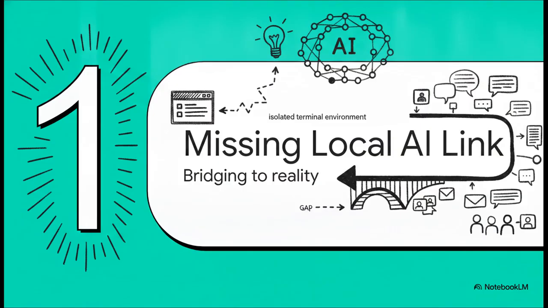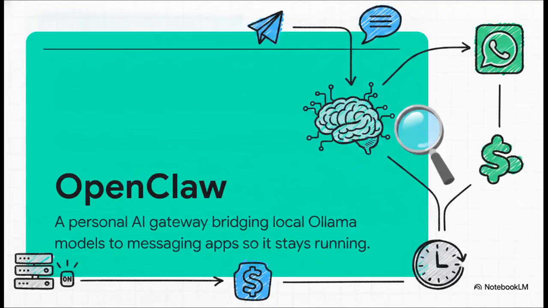Section 1. The missing local AI link, bridging the gap between the terminal and reality. So enter OpenClaw. This was created by macOS developer Peter Steinberger, and you might actually know it by its original name, Clawdbot. This project absolutely exploded, rocketing past 60,000 GitHub stars in a matter of weeks.